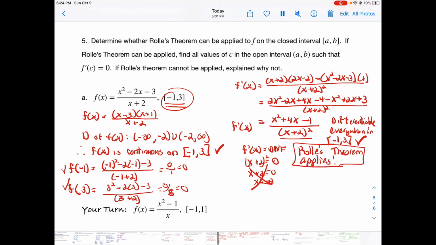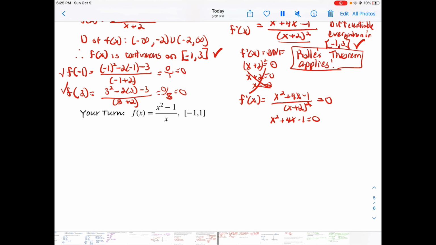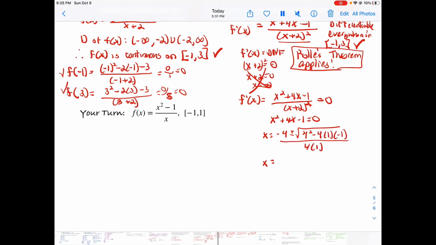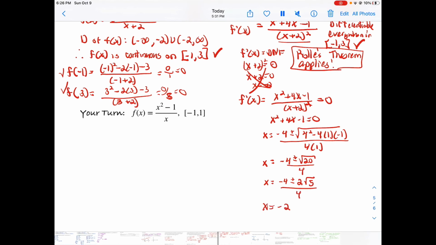So recall earlier we found that the derivative of f of x is equal to x squared plus 4x minus 1 divided by x plus 2 quantity squared. So this will equal 0 when the numerator equals 0. This quadratic does not factor, so I'm going to use the quadratic formula to solve. I can write the square root of 20 as 2 times the square root of 5. And then factoring out our GCF of 2 and simplifying down, I get -2 plus or minus the square root of 5 divided by 2.